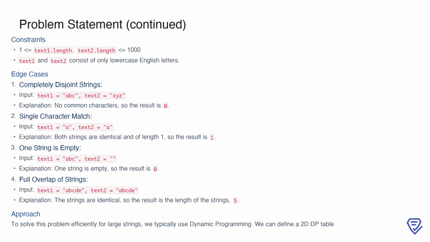If one string is empty, for example text1 equals ABC and text2 equals an empty string, then the result is 0 since an empty string has no subsequences. Finally, if the two strings are completely identical, like text1 equals ABCDE and text2 equals ABCDE, the longest common subsequence is the entire string, and the result is the length of the string, which is 5.